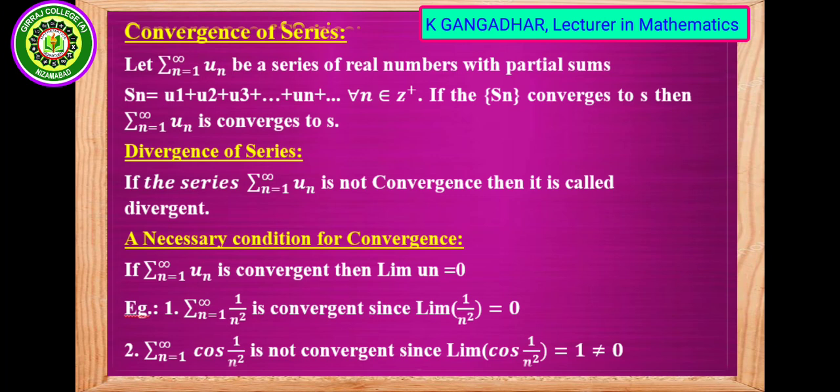Next example, sigma cos 1 by n square. This is not convergent, because limit n tends to infinity cos 1 by n square means cos 0, value 1. So here the series is not convergent, since the limit value 1 is not equal to 0.